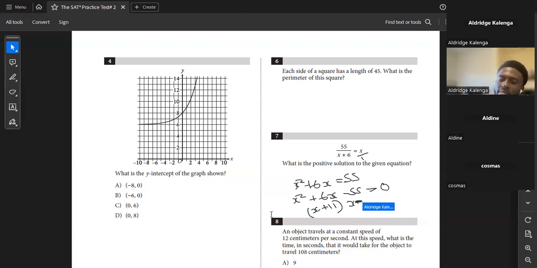and minus 5. I don't know why I put 6, so I'm gonna take that out. Minus 5. So once you solve for this, you can find out that x is actually negative 11 and x is positive 5. So our positive solution is 5.